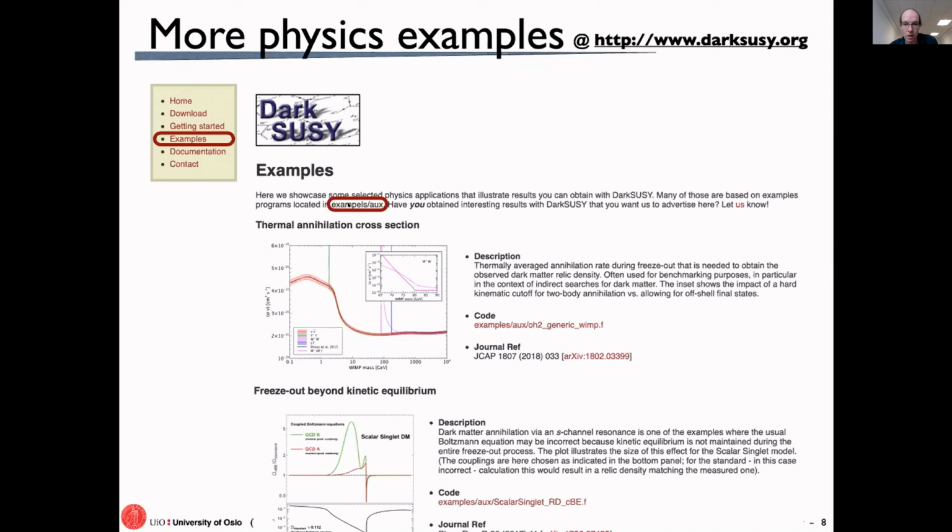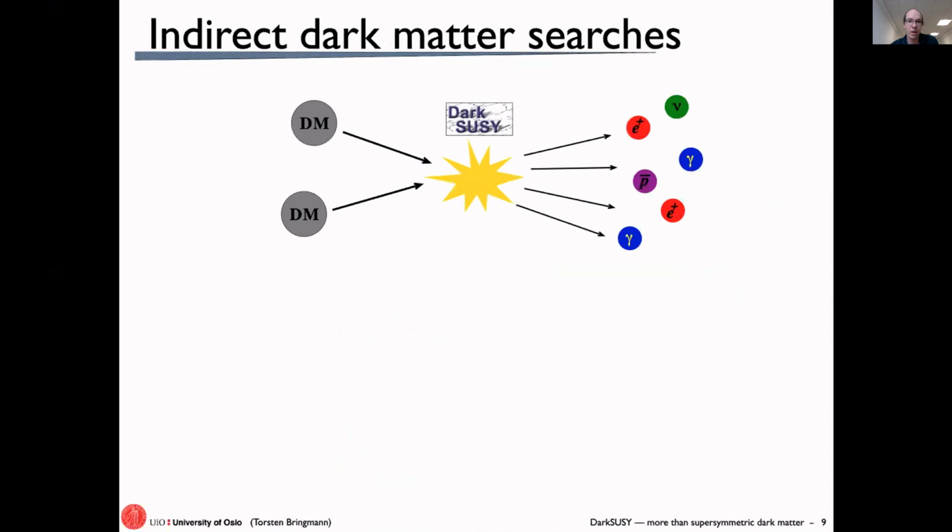Other examples are made explicit in this directory when you download the code, and on the web page there are a few explicit examples, always explained and then with a code example. This is a very good starting point to explore what you can do with the code. Okay, so then let's move on to indirect dark matter searches.